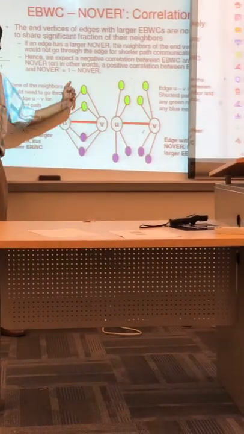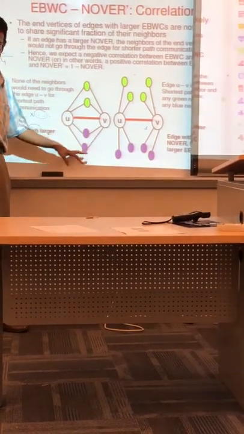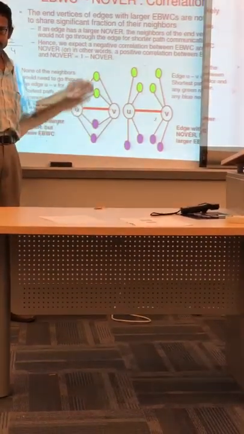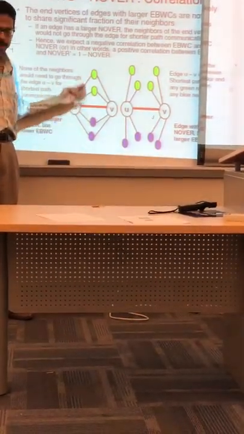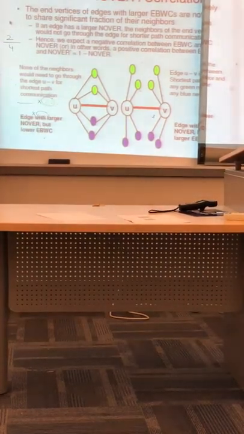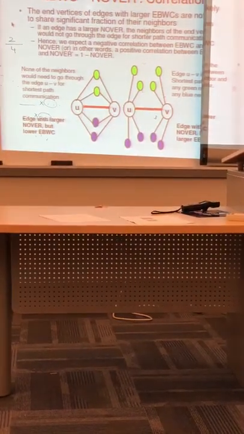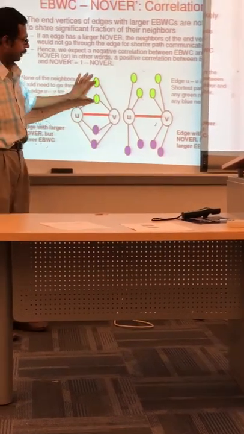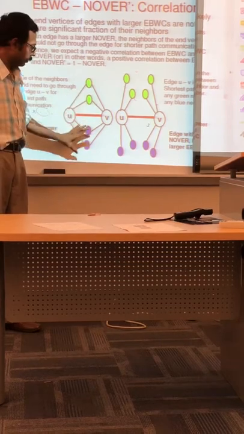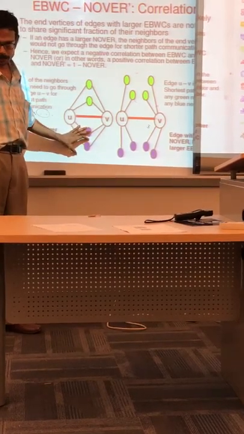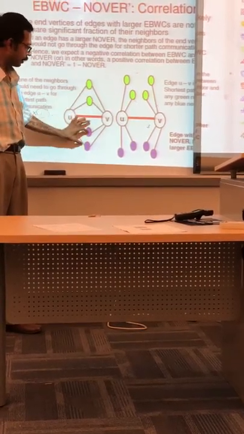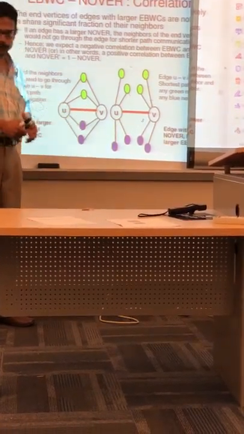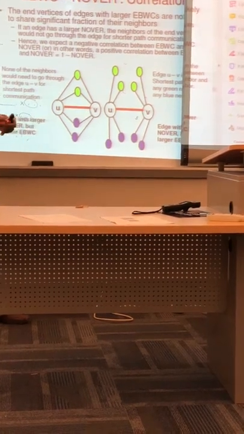All neighbors are common neighbors, right? No neighbor is exclusively only for U or only for V in this first graph. The 4 neighbors are all shared. So the neighborhood overlap score is going to be 1. Now, if any of these green colored neighbors want to communicate with any of these blue colored neighbors, or even between the 2 blue colored neighbors, would they have to go through this edge UV for the shortest path communication? Yes or no?